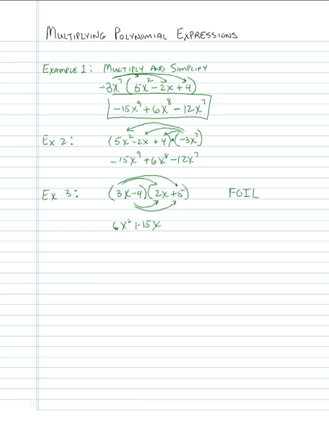And then we're dealing with the negative 4. Negative 4 times a positive 2x is negative 8x. And negative 4 times a positive 5 is negative 20. And that's the FOIL idea.